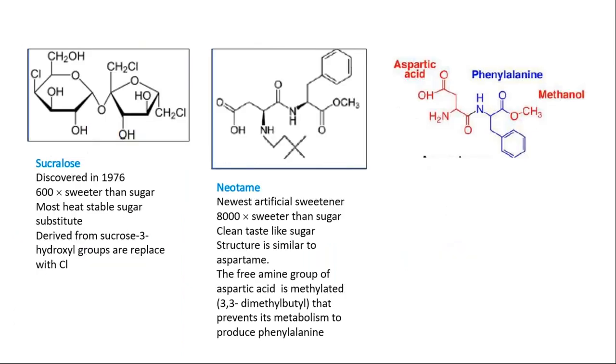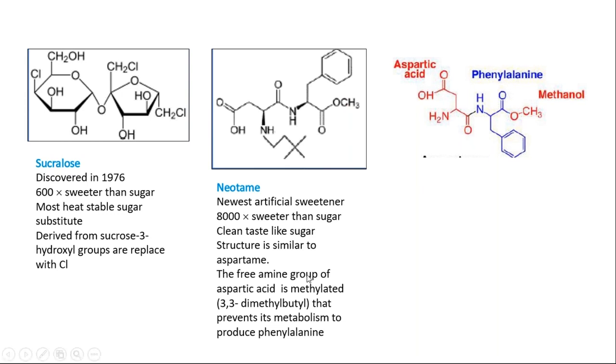Then you have sucralose. As I said, sucralose is a chemically modified sucrose. So it is made up of the backbone of glucose and fructose, and 3 hydroxyl groups of sucrose have been chlorinated. So you have this OH, this OH, and this OH. So it has been chlorinated, and the product is sucralose, which is 600 times sweeter than sugar. It is the most heat stable sugar substitute.